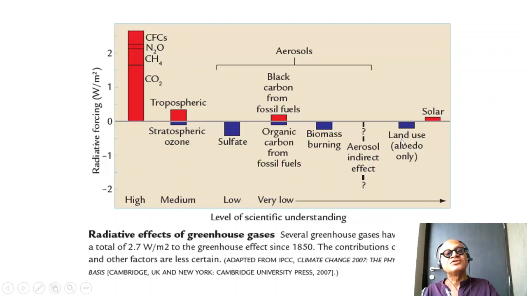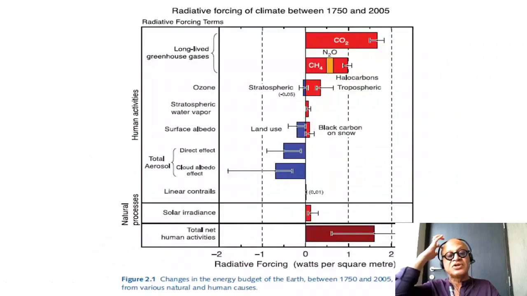Land use, just the albedo change, reflectivity change because of deforestation, urbanization, etc. can provide some cooling. Forests are darker, deserts are brighter. Okay, but do we want deserts instead of forests? No. And solar forcing is a tiny bit, and it doesn't explain the global warming at all. So you will see some people arguing that that contributes.